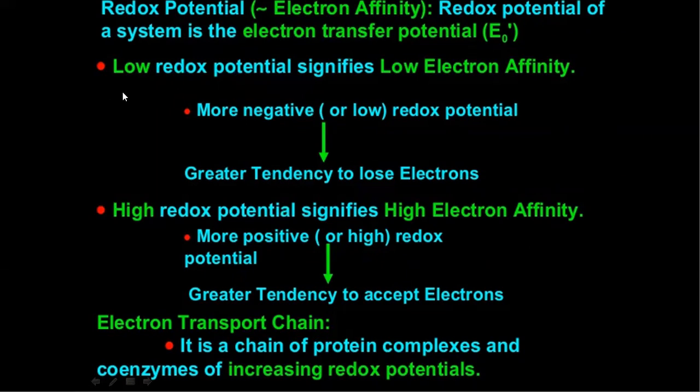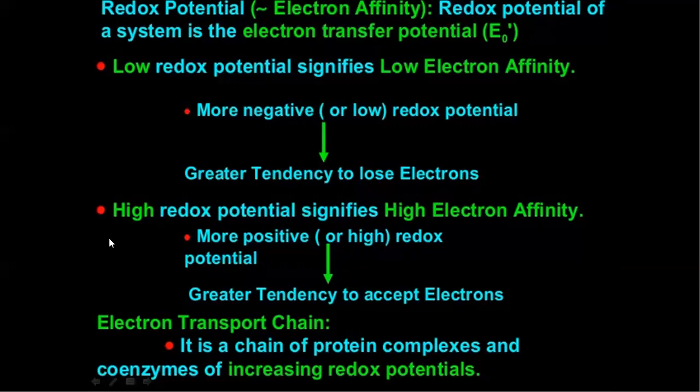The components which have low redox potential have three important properties. The first one is low electron affinity, so these components don't want any electrons. They contain few electrons, and these components have negative redox potential values. E naught values will be negative. And the third property is that these components have a greater tendency to lose electrons.